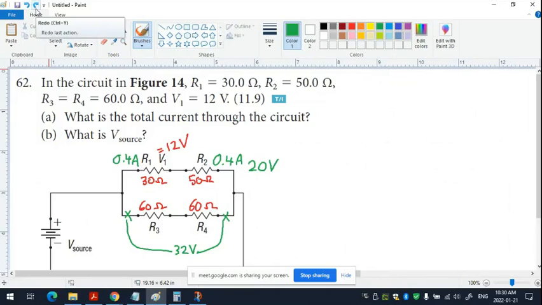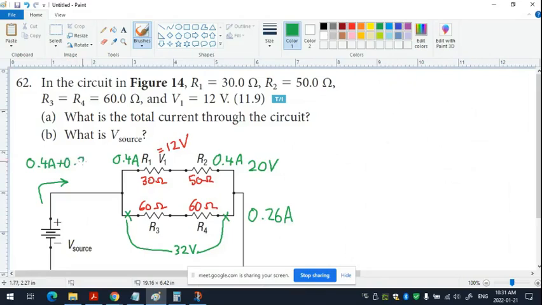Again, the tracing method. All right, so let's do that. What's 32 divided by 120? Slightly more than 0.25. How much? So here, 0.26 amps. Great. So that means right here is 0.4 amps plus 0.26 amps.